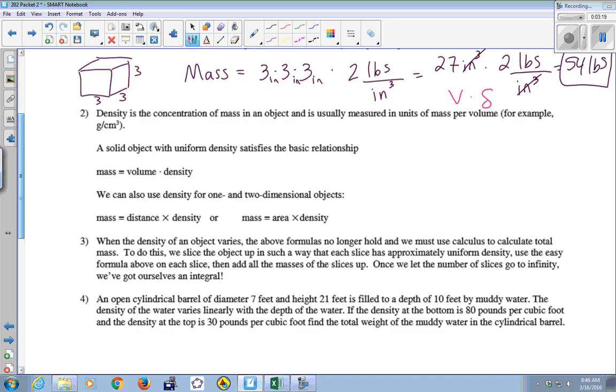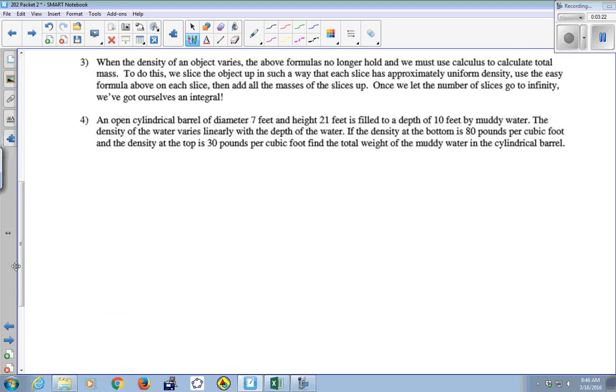No calculus so far. Where calculus comes in is if the density of the object varies, right? If the object doesn't have uniform density throughout. So the above formulas no longer hold, and you have to use calculus to calculate the total mass. To do this, you slice up the object in such a way that each slice has approximately uniform density. Use the easy formulas above on each slice, and then you add all the masses of the slices up. Okay? And then once you let the number of slices go to infinity, we've created an integral.